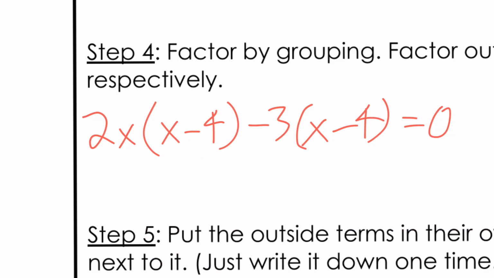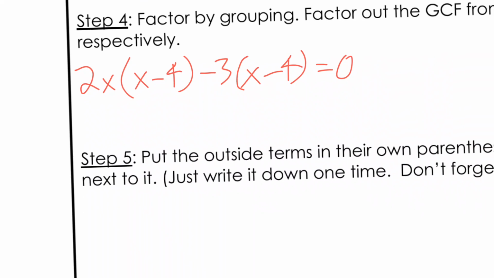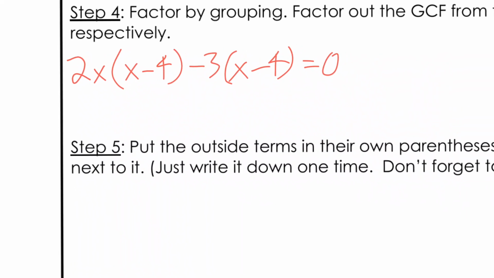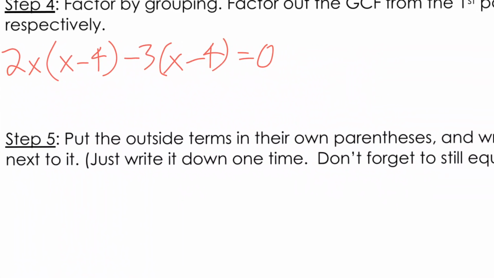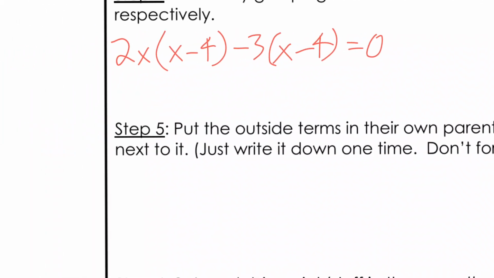If it doesn't match, you got to go back and you got to redo step 4. Maybe you messed up on step 3 or 2, okay? But the stuff on the inside should always match. And because that matches, we're able to do step 5, which is put the outside terms in their own parentheses, okay? So that means write 2x minus 3 in their own parentheses.